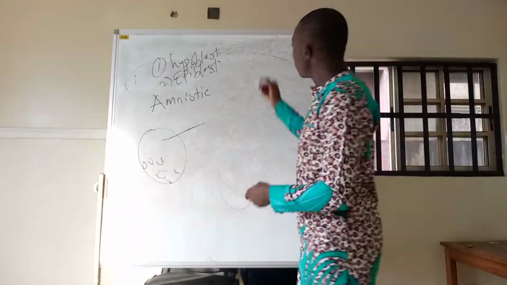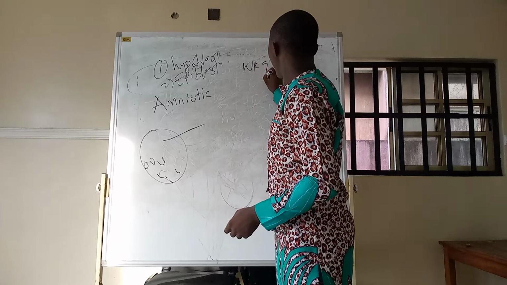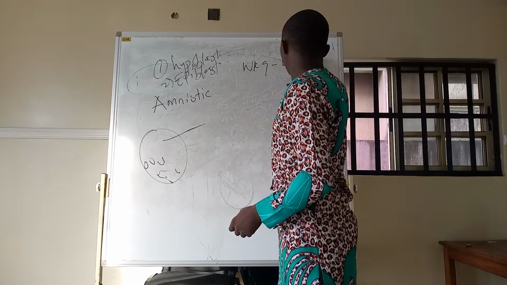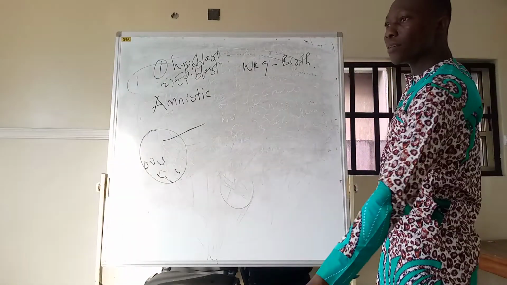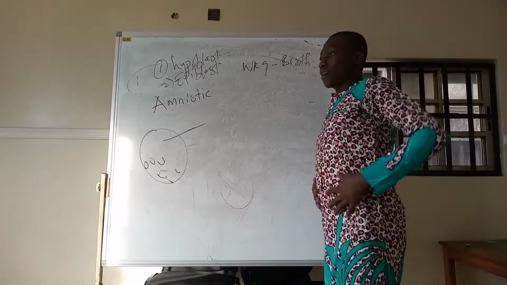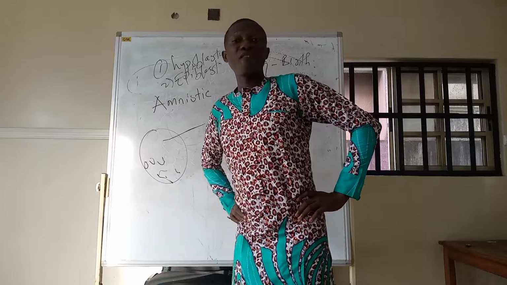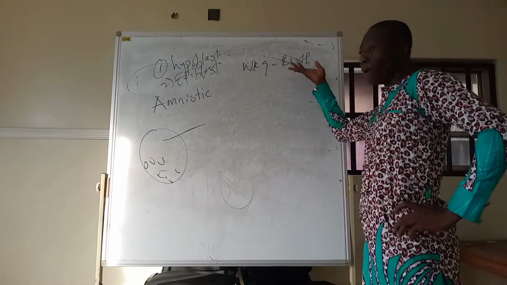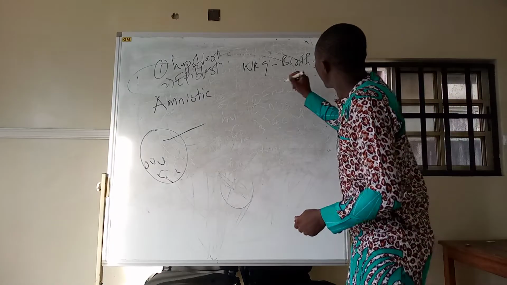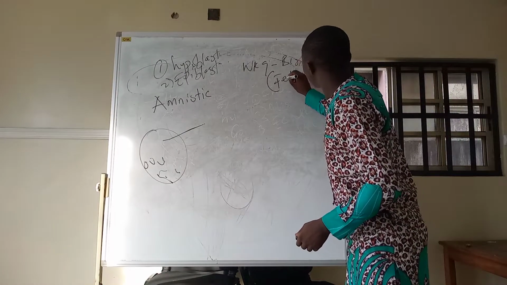Now, the next thing you have is week 9 to birth. Now, we form somebody. But it is well. So we've entered week 9 to birth, and this period is known as the fetal period.